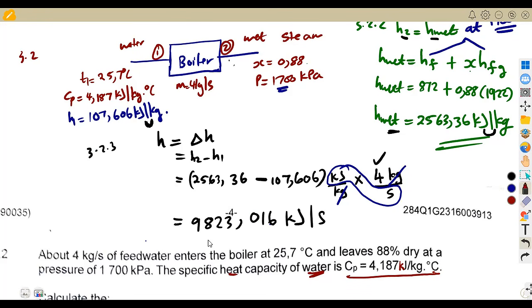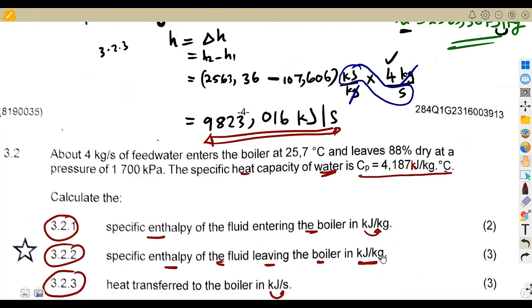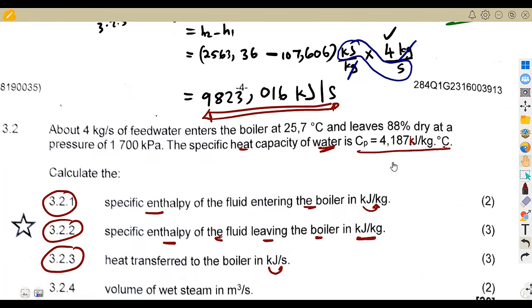So take note how to convert the units to the ones that you are given. Conversion of units. In the first part, they were asking us to just leave it in kilojoule per kg, so that's why we were not using this mass. Now we have to consider the mass, because that is the only part written per second.